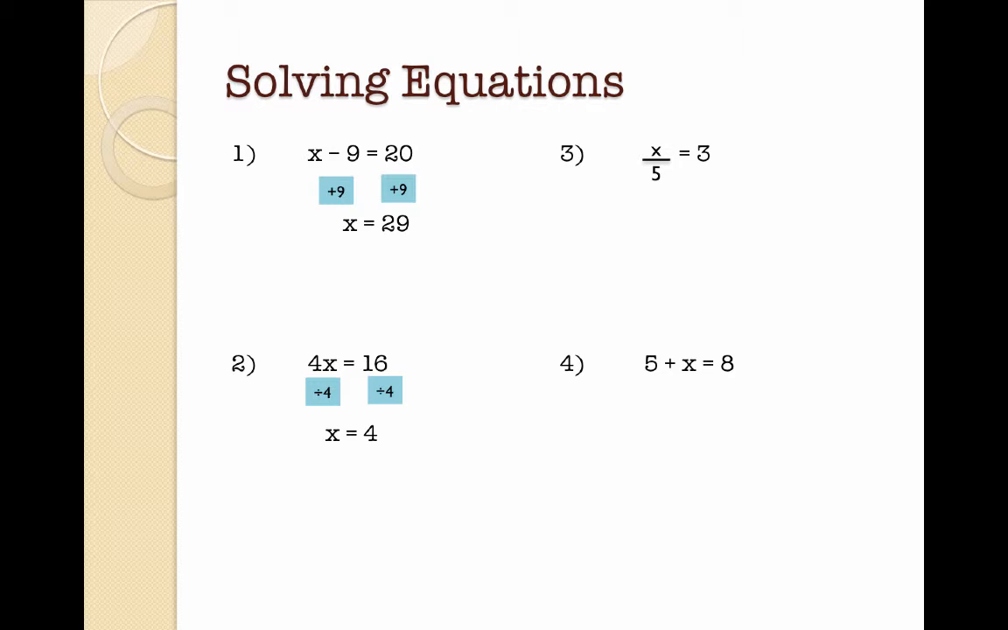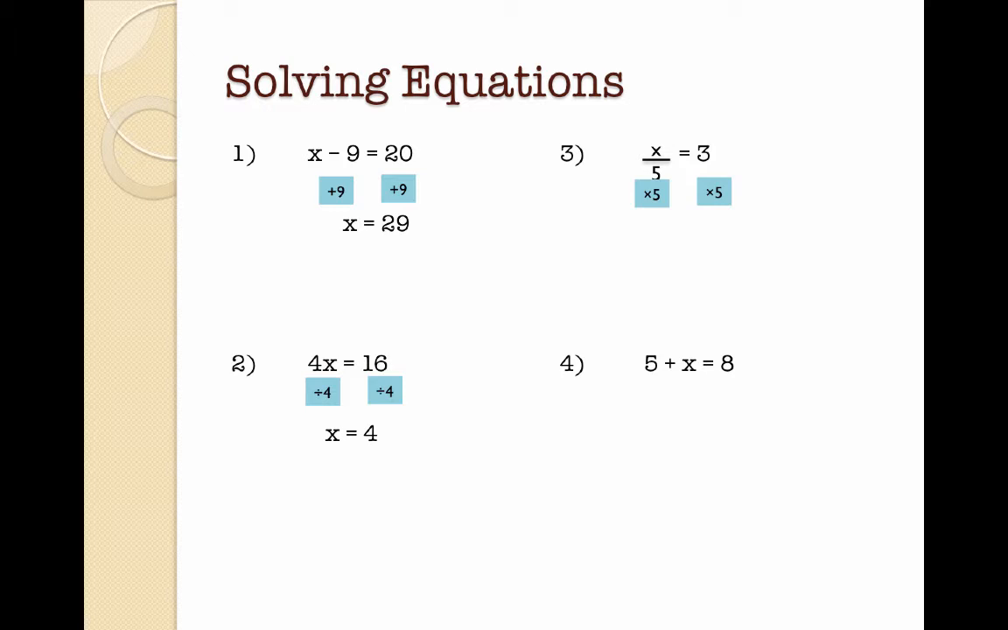Let's go up to number 3. Now that line looks like a fraction, and it is, but it also means divided by. We have some number x divided by 5 equals 3. So what I'm going to do to both sides of my equal sign is I'm going to times both sides by 5.